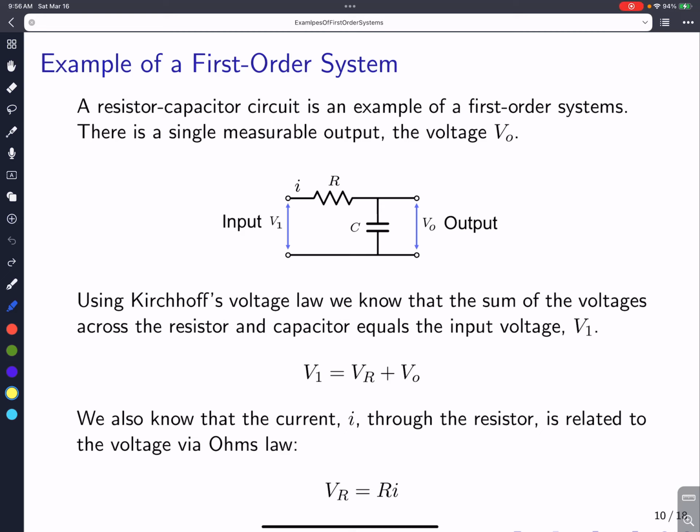Hi, in this video I'm going to continue talking about first order systems. The last video talked about a simple water tank model as a first order system. In this case we're going to look at a resistor capacitor circuit as a first order system. So this is the circuit here below.